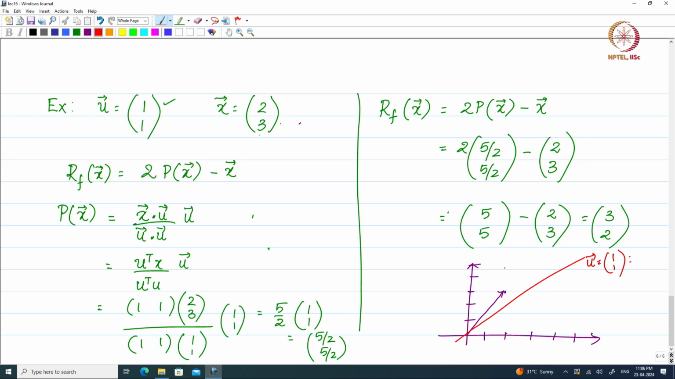And what is the vector that we get? We basically get (3, 2), which is here. So, this is the original vector we had, and this is the reflected vector, the reflection of those vectors. It is also easy to see that if you want to reflect about this particular line, all we need to do is swap the entries, which is basically (2, 3) becoming (3, 2).